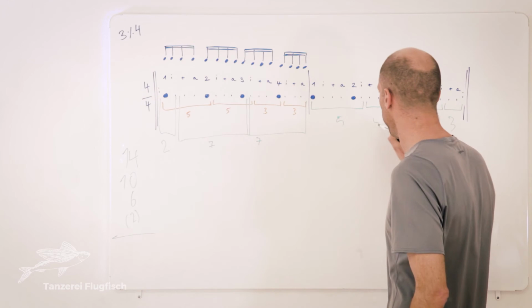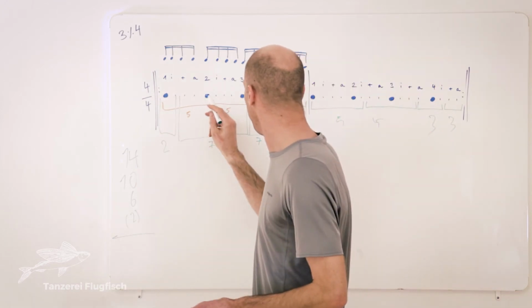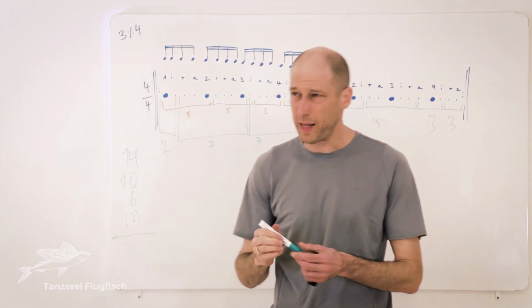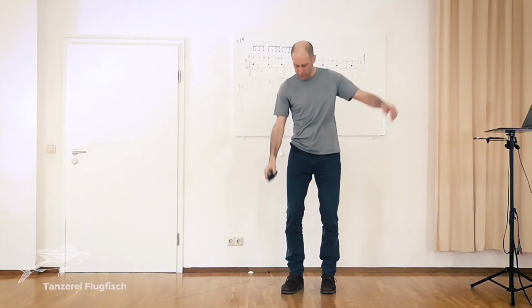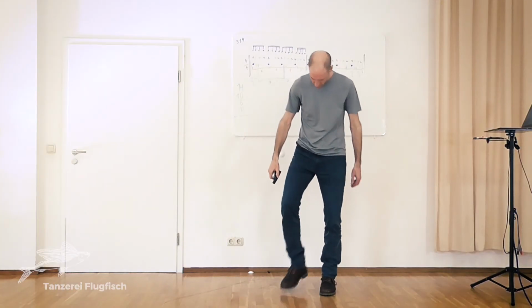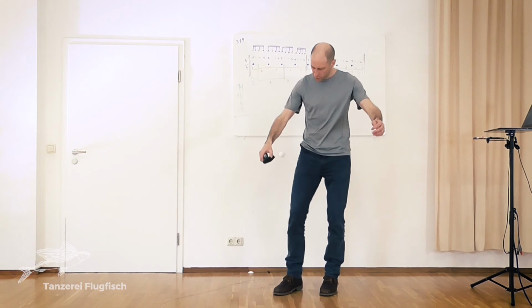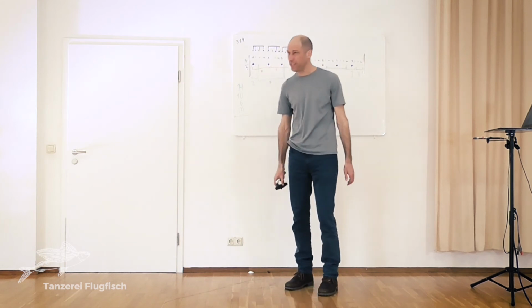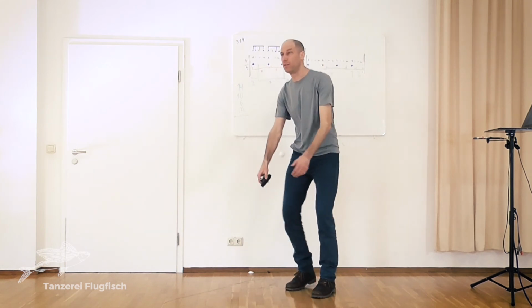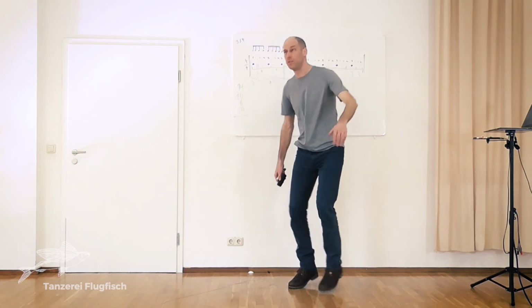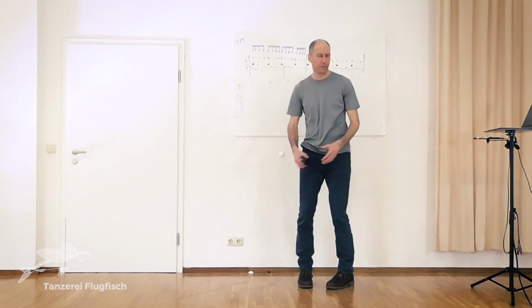Anyways, you get the point, right? 1, 2, 3, 4, 5, 6, 7. Let me check. It would be 1, 2. I do the 7 like this. So 1, 2, 3, 4, 5, 6. Ah. It works, right?